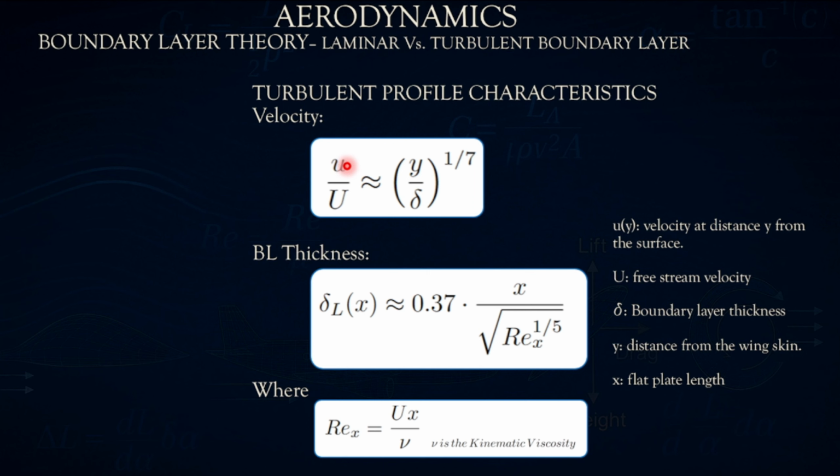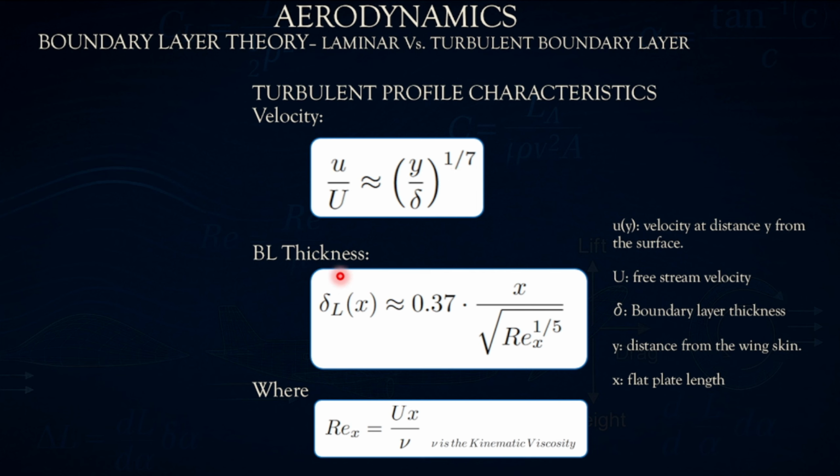Again, u at y is the velocity at distance y from the surface of the wing, which is the distance above the wing from the point of measurement all the way to the wing surface, divided by capital U, which is the free stream velocity of the air flowing, is approximately equal to y. Again, that's the distance from the surface to that point of measurement, divided by the boundary layer thickness for the turbulent profile, to the power of 1/7.